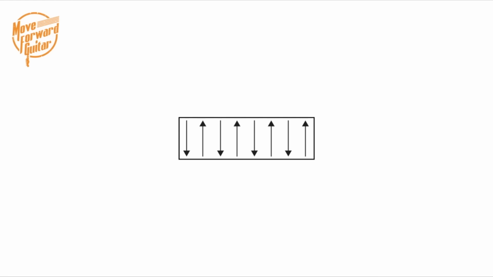I could now just remove the second up strum, and I end up with this strumming pattern. Or instead of removing the first or the second one, I could remove the third up strum, and I end up with this strumming pattern. Or I could remove the last up strum, and I end up with this pattern. And removing one up strum does make a difference.